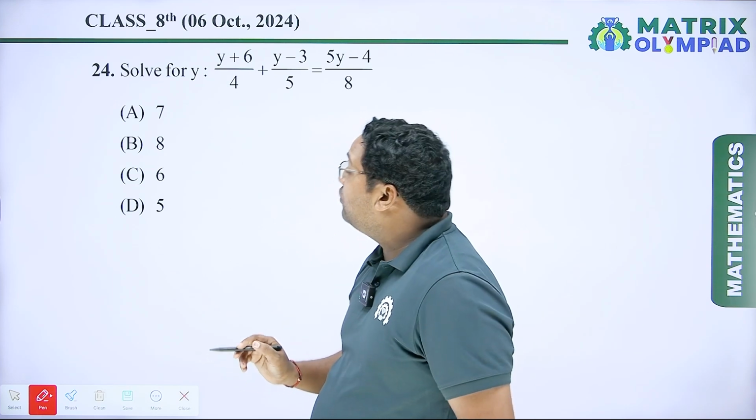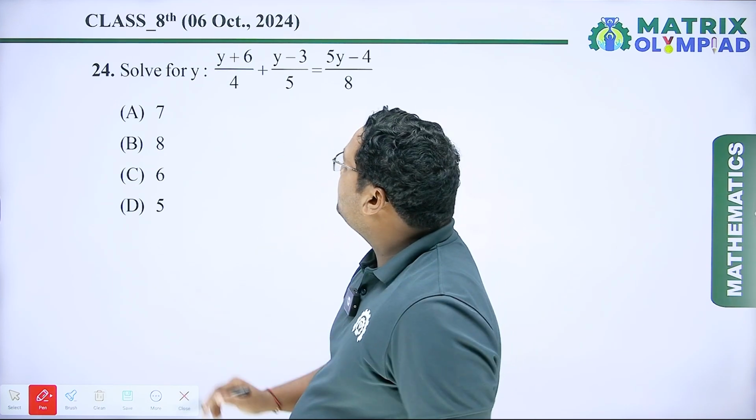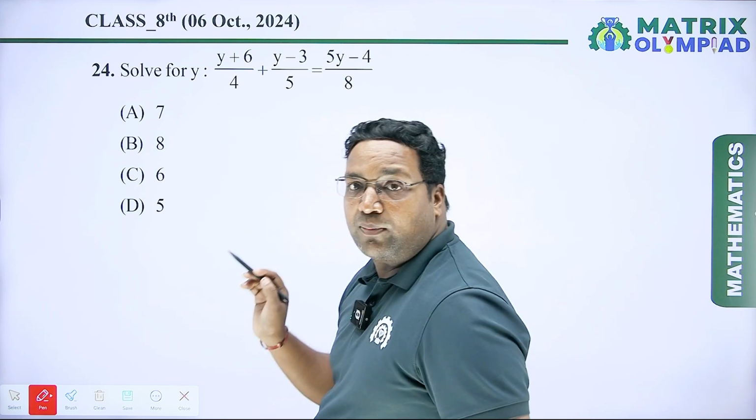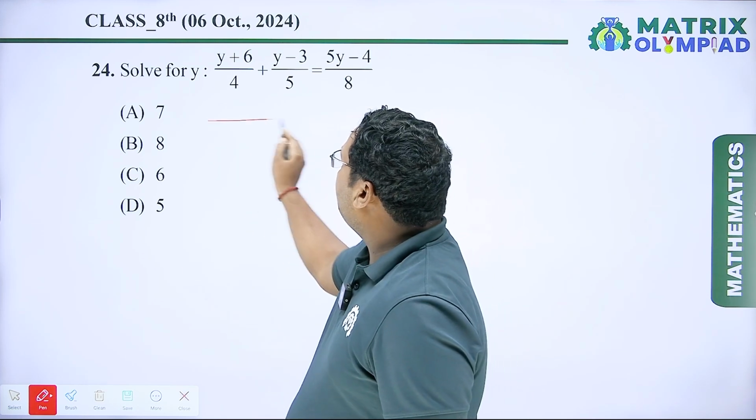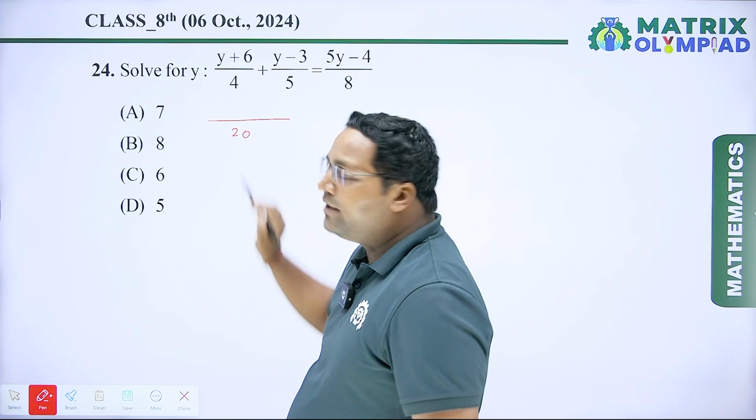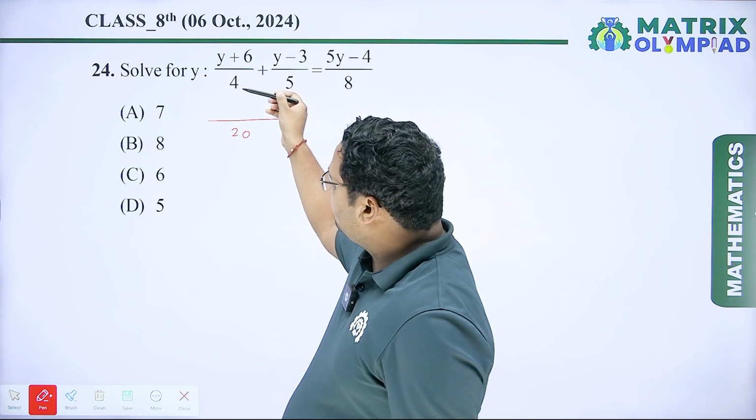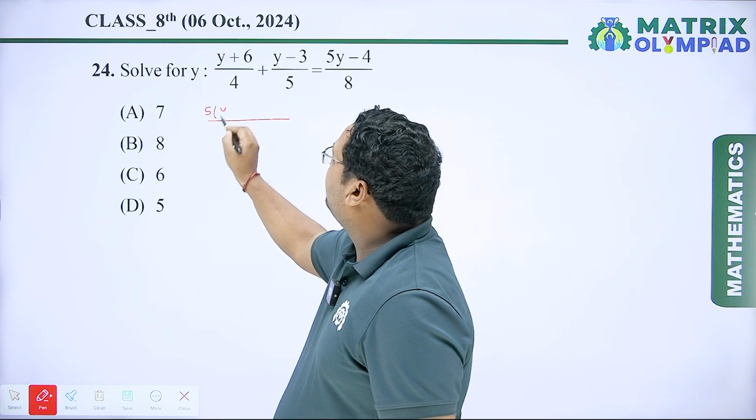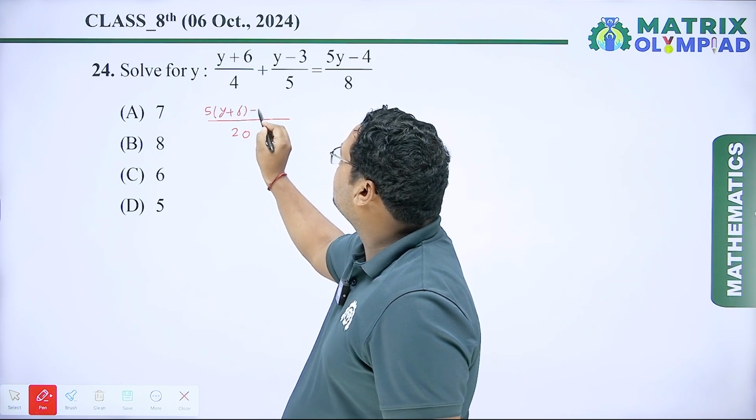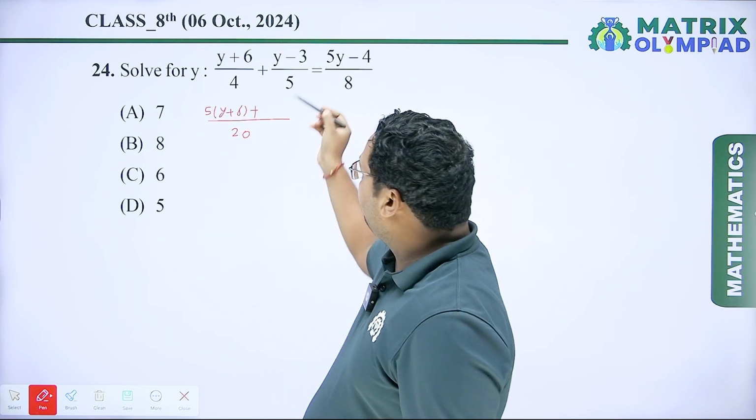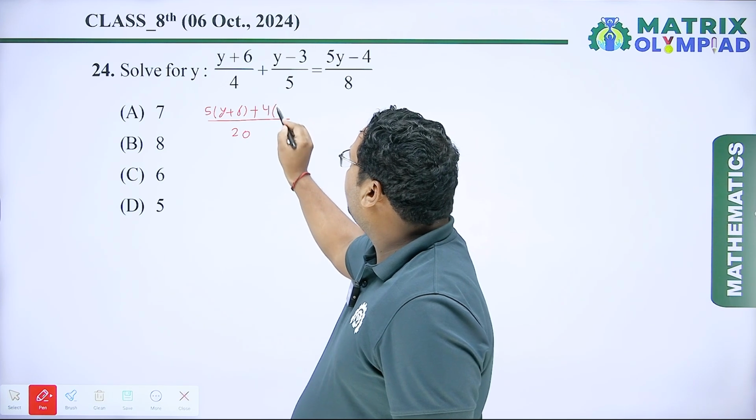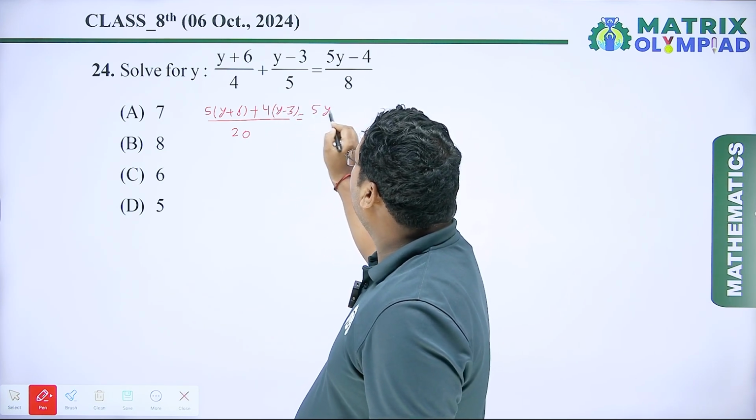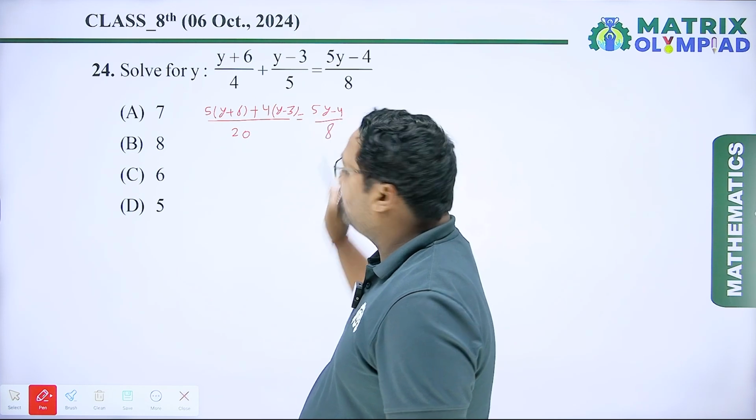Next question number 24, that is solve for y: (y plus 6) upon 4 plus (y minus 3) upon 5 equal to (5y minus 4) upon 8. So let's take LCM. So here LCM is 20. Now we have to divide 20 by 4. So we will get 5 and multiply 5 into (y plus 6), plus next 20 divided by 5 is 4. So we will get 4 into (y minus 3) is equal to (5y minus 4) upon 8.